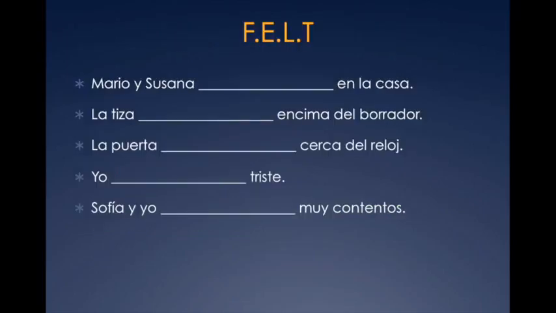For example, if we were going to look at some examples using the verb estar, the first conjugation would be "están." They are in the house. We are going to justify that by saying that's their location. The chalk is on top of the eraser. "Está" is also location. "La puerta está cerca del reloj." The door is close to the clock. Also a location of the door.